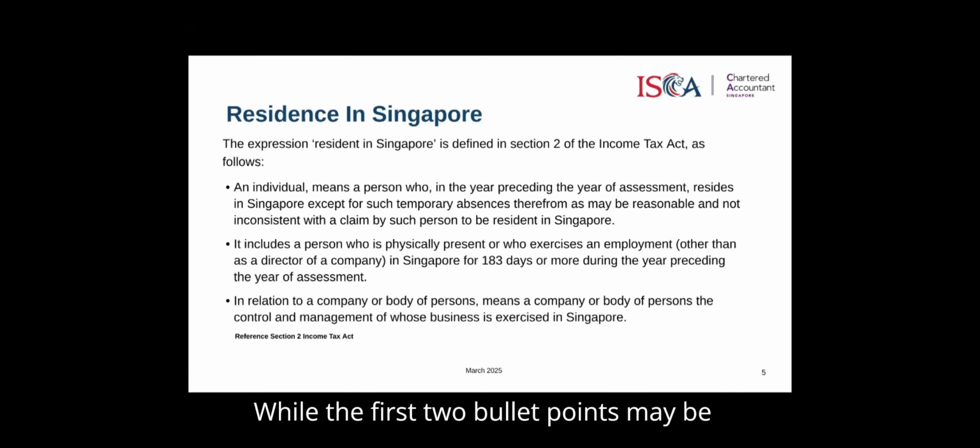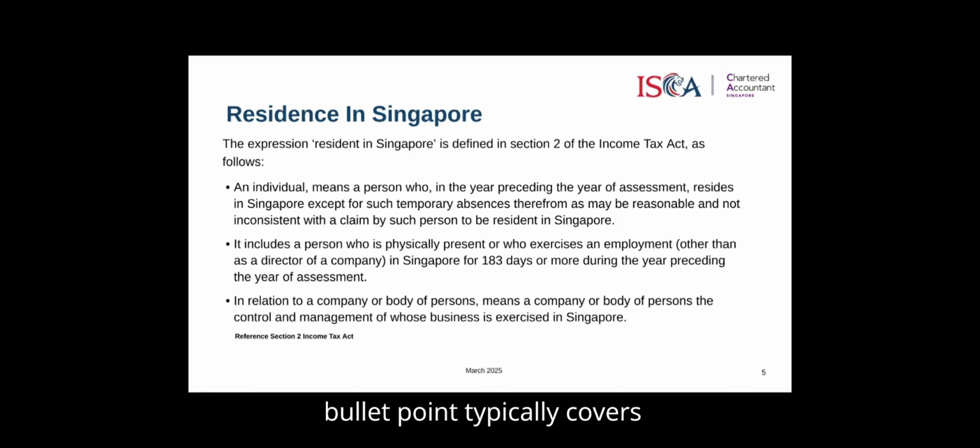While the first two bullet points may be a mouthful, let me provide some practical examples as to what these two criteria actually mean. For example, if you are a Singaporean with a family, home, everything in Singapore, but you travel frequently either for work or leisure, your number of days physically spent in Singapore may be less than 183 days, but that doesn't ordinarily make you a non-resident. You will still be considered a tax resident of Singapore.